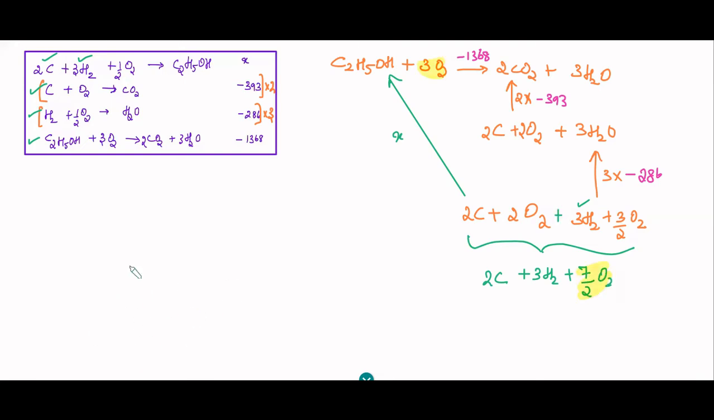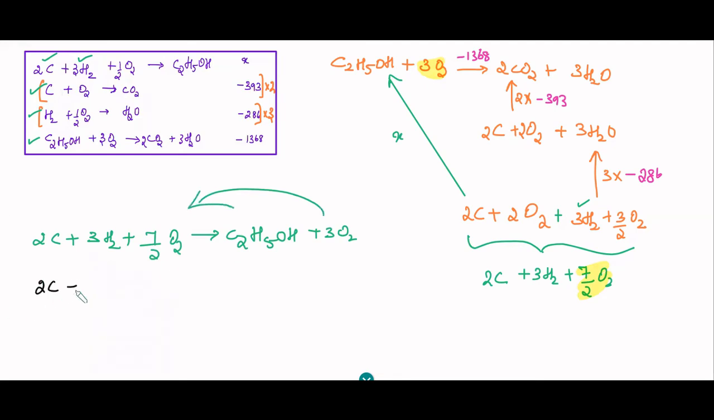In order to check for oxygen, let's see. I'm writing this side: 2 carbon, which is there as a reactant, 2 carbon plus 3 hydrogen plus 7 by 2 oxygen giving me this as the product, ethanol, and 3 oxygen. So here it is 7 by 2, here it is 3. When I take this to the other side, I'll get 2 carbon plus 3 hydrogen plus 3 oxygen. I can rewrite it as 6 by 2 oxygen, and I'm taking 6 by 2 to the other side. So 7 by 2 minus 6 by 2 oxygen.